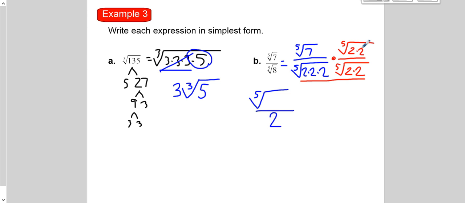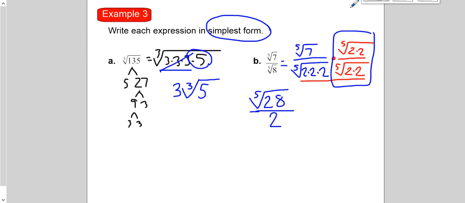What is 7 times 2 times 2? Well, I'm going to go in this order. 2 times 2 is 4. 4 times 7 is 28. And that's our final answer. 5th root of 28 over 2. Notice the radical is now just in the numerator. That is considered simplest form. We did not change the value of the number. We only multiplied by the number 1. Anything divided by itself is just 1. We changed the appearance without changing the value. All right, there's 2 examples of simplifying. This one, we had to rationalize the denominator.